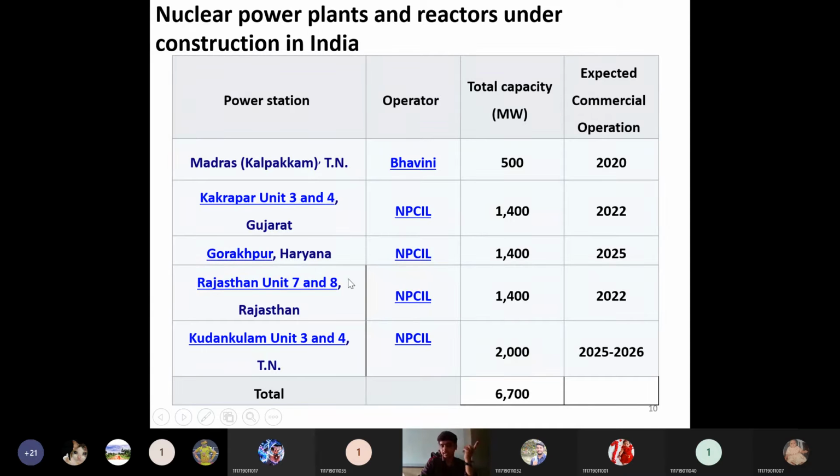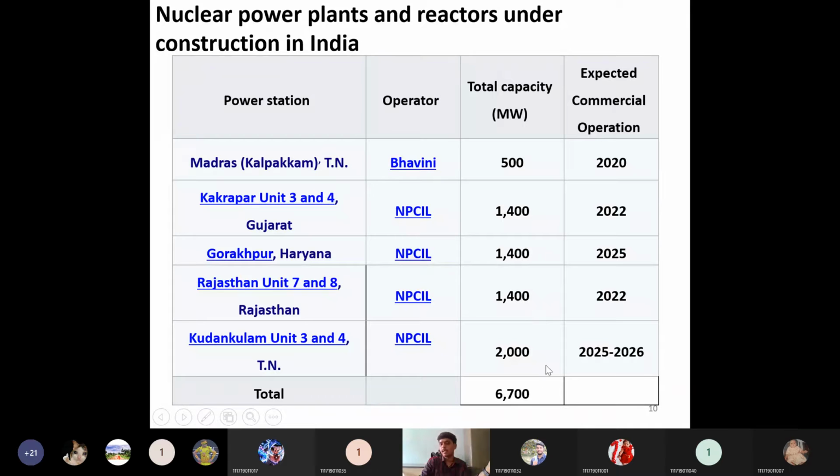Then in Rajasthan, the same plant will be having different units, unit 7 and unit 8. That will be operated by NPCIL with an installed capacity of 1,400. It will be ready by 2022. Then Kudankulam, unit 3 and unit 4 in Tamil Nadu. That is also under construction, operated by NPCIL with an installed capacity of 2,000 megawatts, which will be ready by the 2025 to 2026 financial years.